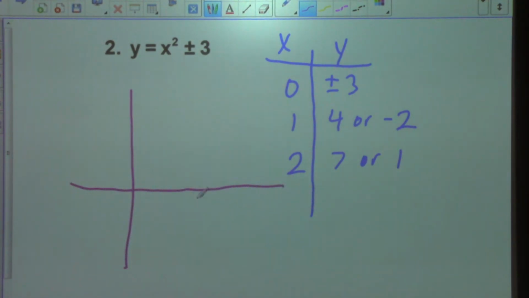Let's look at this. If we plug in 0, we get plus or minus 3. If we plug in 1, we get 4 or negative 2. If we plug in 2, we get 7 or we get 1. So we get this looking thing here, and we get this looking thing here. Is y a function of x? No. And why not? Because it fails the vertical line test.